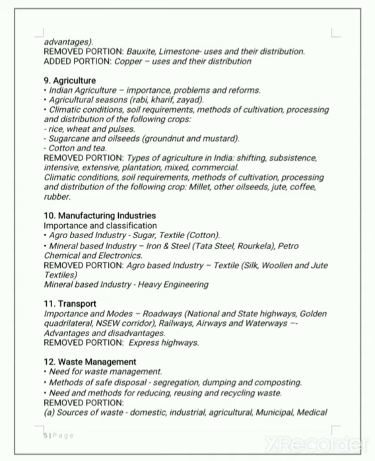Okay, let us move on to the next chapter. The name of the next chapter is manufacturing industries. From this chapter you are supposed to know the importance of manufacturing industries and how manufacturing industries have been classified. So there are two types of manufacturing industries: agro-based industry and mineral-based industry.